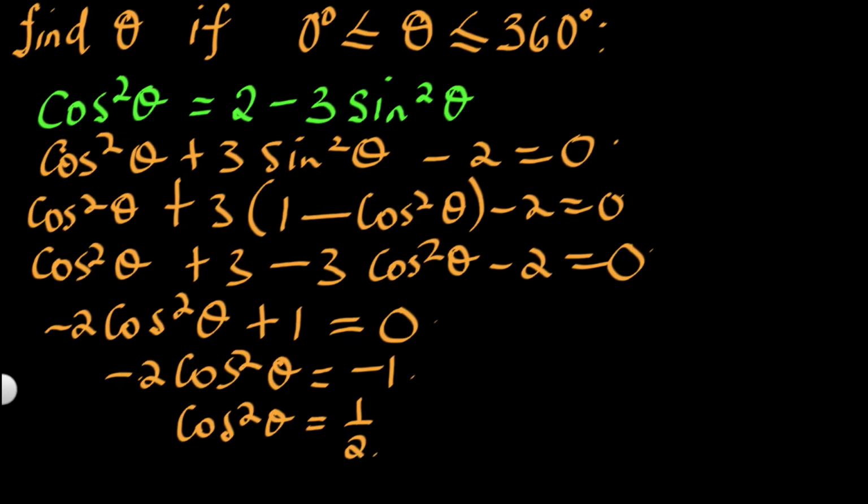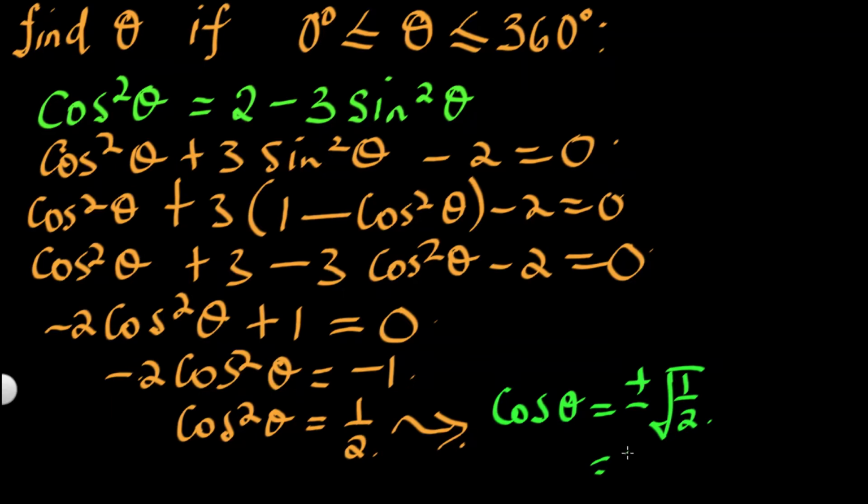But we are not looking for cos squared theta. We want to have cos theta. So from here, we can conclude that cos theta equals plus or minus the root of 1 over 2, which equals plus or minus root 2 over 2. Now we have done our second step. We now have something like cos theta equals something.